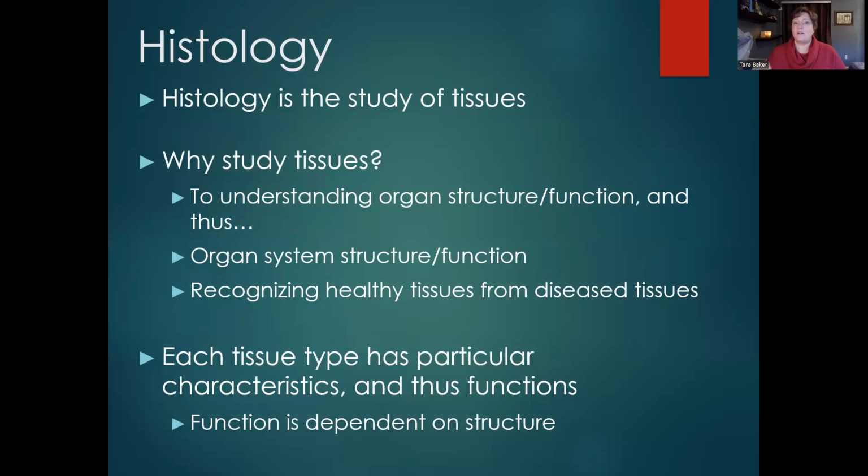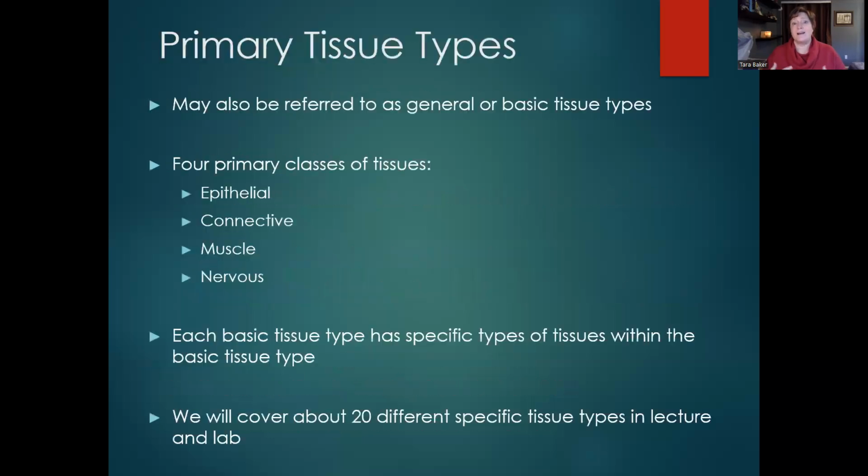So function is dependent on structure. The function of the sandwich, the function of your organ, the function of a tissue depends on the right structure being put together. And so this chapter talks a ton about the structural anatomy of different types of tissues. There are four primary tissue types, and within each of those four, there are going to be multiple subtypes. First, we're going to go through each individual primary tissue type, and then you're going to learn specific subtypes in there.